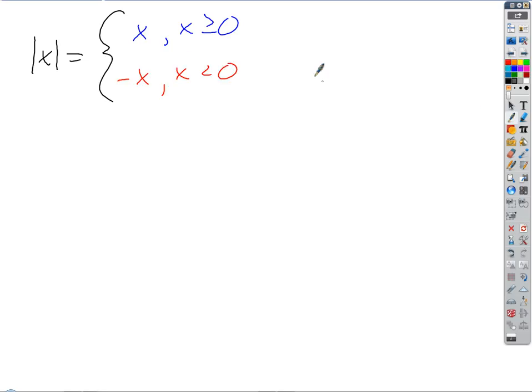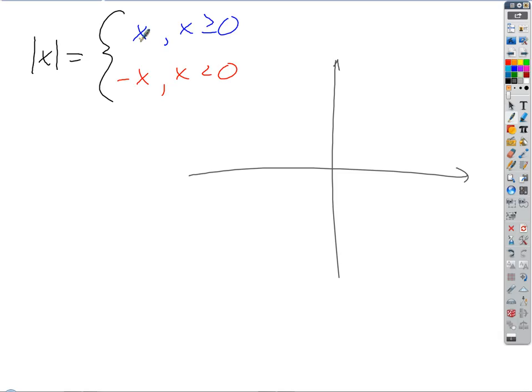What's that going to look like if I graph it? Let's graph each of those two pieces on their domain. So what's the top one going to look like? What's the domain of the top one? Greater than or equal to 0, right? So everything to the right of or including x equals 0. What is that line? Like that.